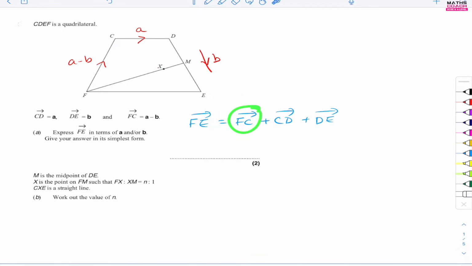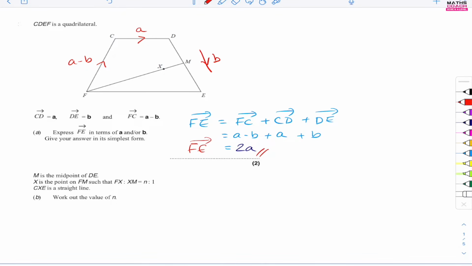Let's write down those vectors. F to C, we are told, is A minus B. So we write A minus B. Then we're told that C to D is A, so we write plus A. And D to E, we are told, is B, so we write plus B. Now we can simplify this, which means to collect the like terms. We've got an A here and another A here, giving us 2A. And the B, we've got minus B plus B, so they cancel out. So 2A is our final answer for the vector F to E.